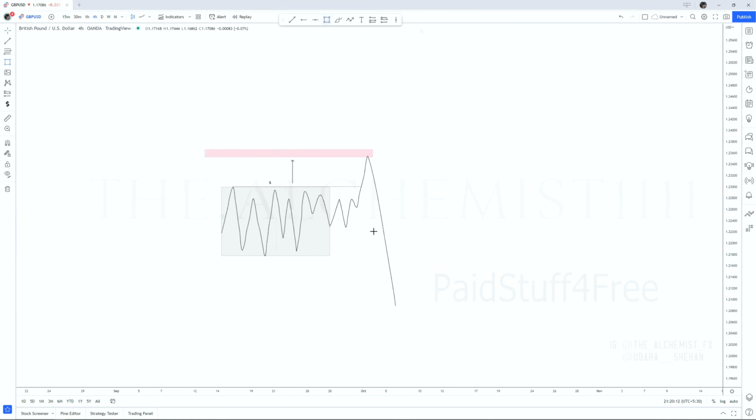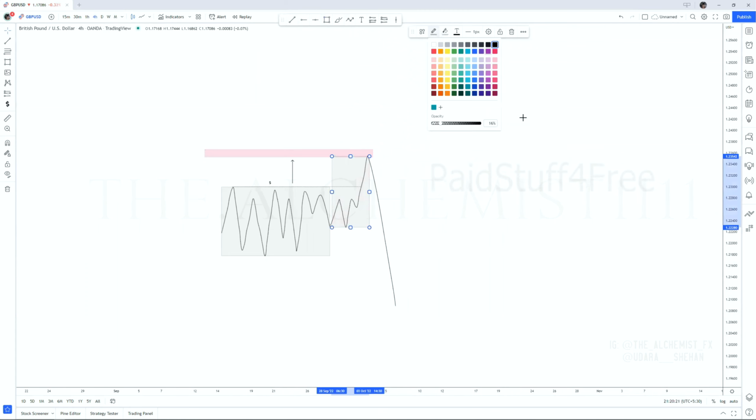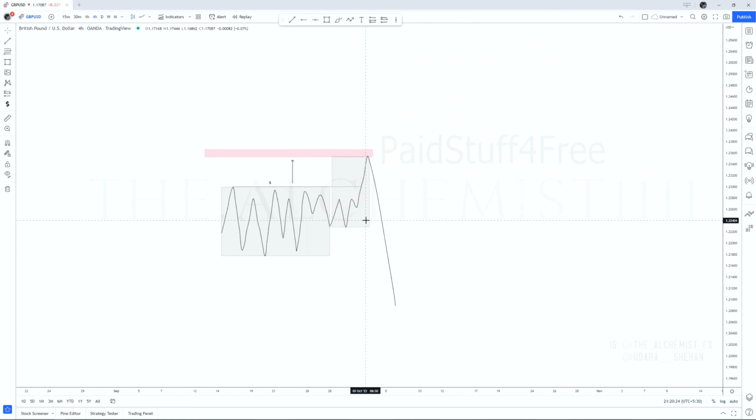ICT calls this by a nice name. You know what it is? The Judas swing. This is what we call the Judas swing once again: the false run in the opposite direction after the New York midnight time. That is what we call the Judas swing.